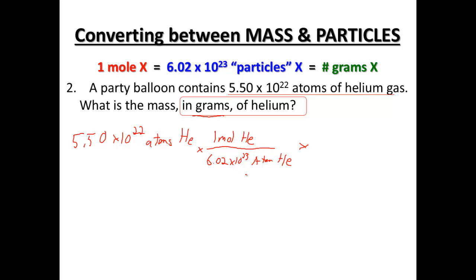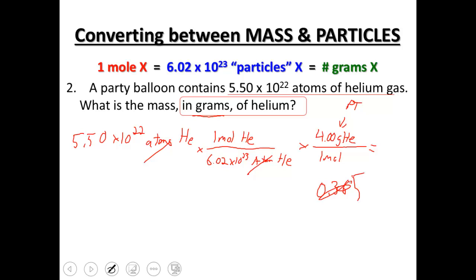And once we're in moles, atoms cancel atoms. Once we're in moles, we can go to grams of helium. Molecular mass from the periodic table, 4.00 grams of helium equals 1 mole. Remember, that's from the periodic table. So numbers on top multiplied, numbers on bottom are divided, and in the end, when we calculate out how much helium we're going to have, we get about 0.365 grams of helium.